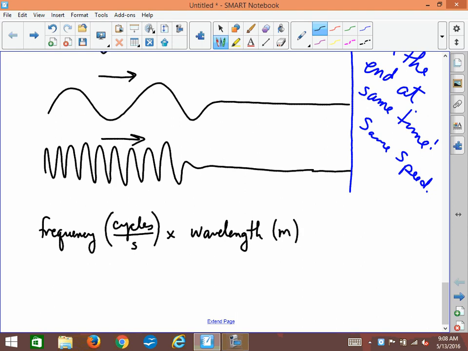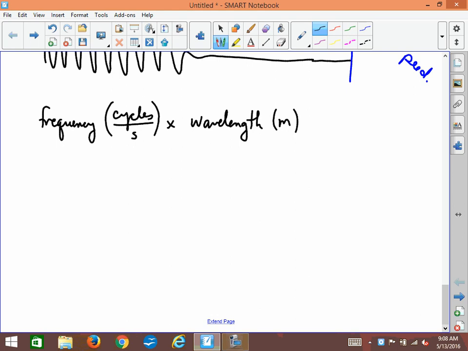Well, what happens if we multiply cycles per second times wavelength? Then what we're actually doing is using this counter to count the number of meters that are happening every second, the number of meters of wavelength that go by every second. And meters per second is speed. So if we count the number of wavelengths that go by every second, we're effectively counting the distance of that repeating unit, and the distance of that unit every second is the speed.